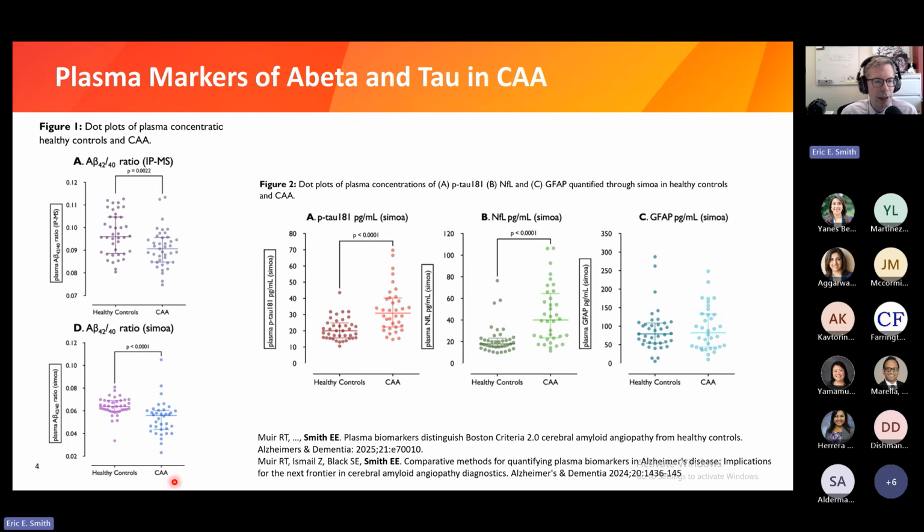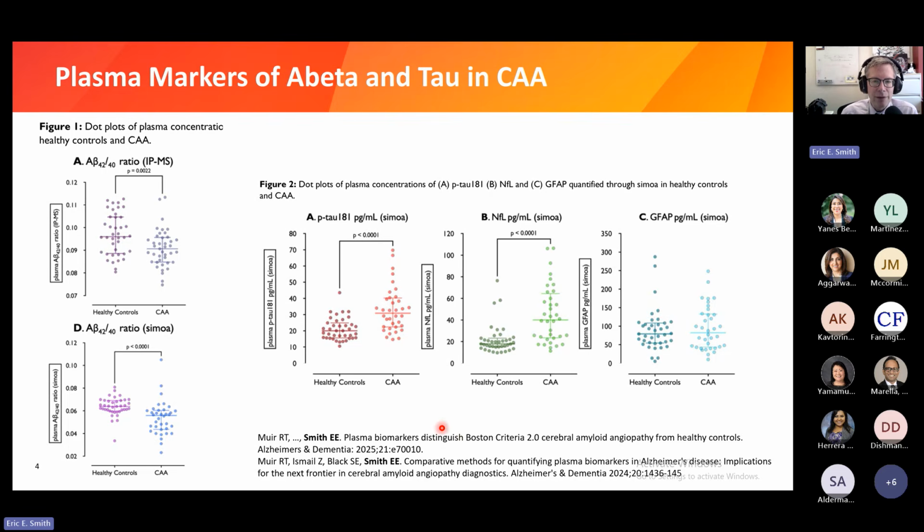So for example, if you look at the A beta 42/40 ratio, whether it's by mass spectroscopy on the top or single molecule assay, which is a highly sensitive type of ELISA, on the bottom, you see that there's a lower A beta 42/40 ratio in CAA. This is about 40 patients with CAA and about 60 controls. And this is in plasma, not in CSF.